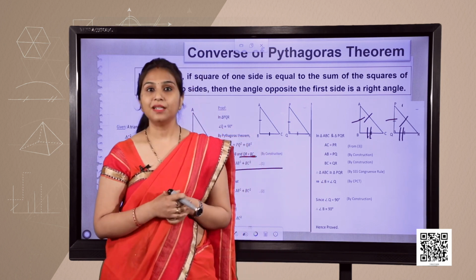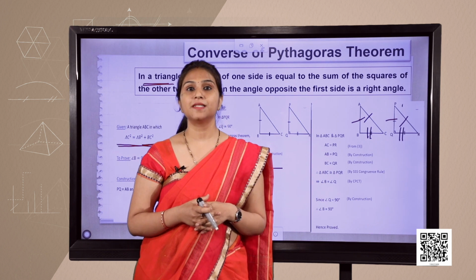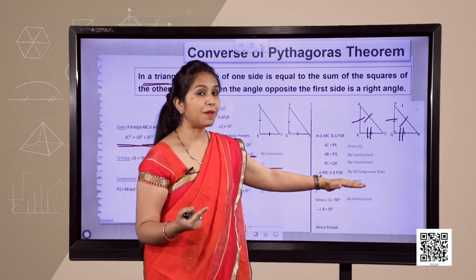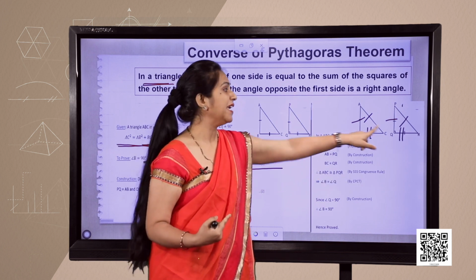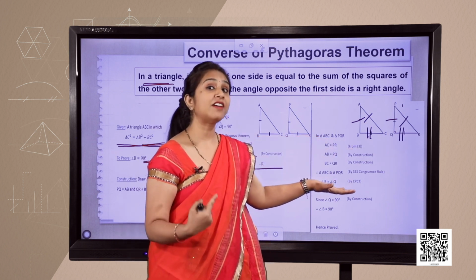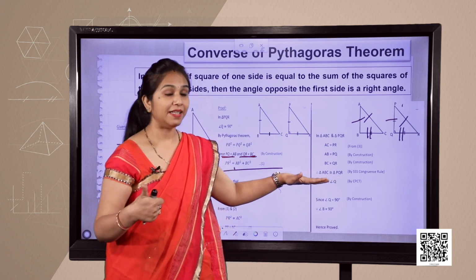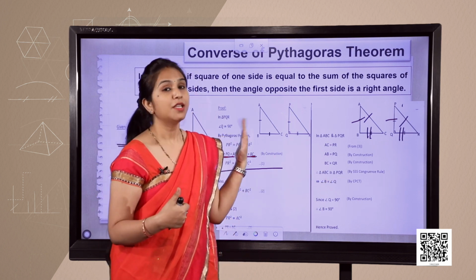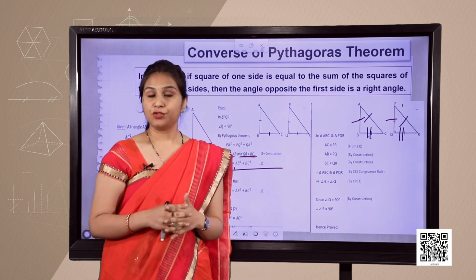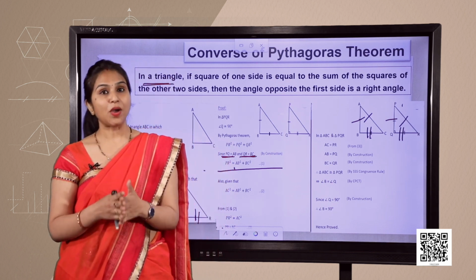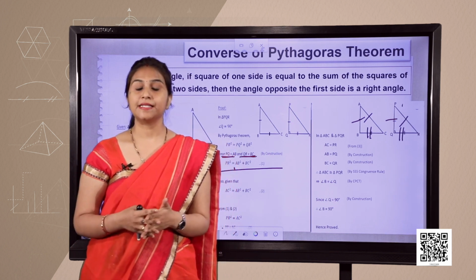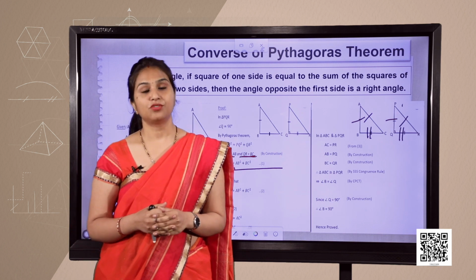And we know when the triangles become congruent, all their corresponding parts are equal. So we have shown that the triangles are congruent, and since their corresponding parts are equal, we can equate angle B and angle Q. So we are writing that angle B is equal to angle Q. But now what is the value of angle Q? Angle Q is 90 degrees, right? That's because of the construction. So we can write angle B is also 90 degrees, and hence we have shown that if in a triangle, the square of one of the sides is equal to the sum of the squares of the other two sides, then the triangle is a right angle triangle.